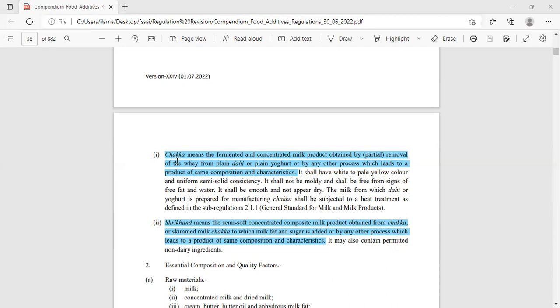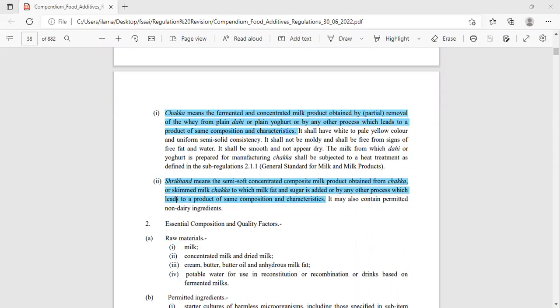Channa means it is like a paneer kind of thing. So know the difference between chakka and channa. And then Shrikhand means it's a soft concentrated composite of milk obtained from this chakka. For Shrikhand the base is chakka.